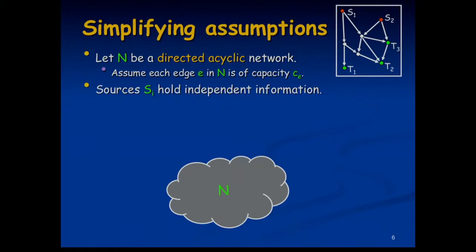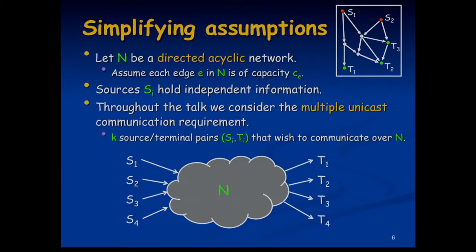I'm going to have the sources, at least for most of the talk, holding independent information. And I'm also going to consider the case in which the demand structure between sources and terminals is a simple one of multiple unicast, in which there are just k source-terminal pairs, Si, Ti, and Si wants to communicate with Ti. That's the setting for most of the talk.